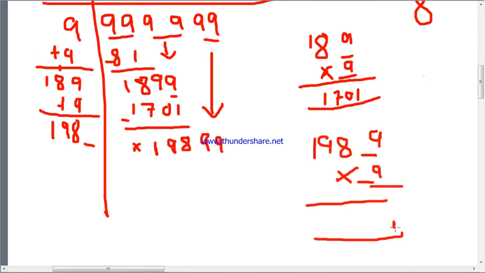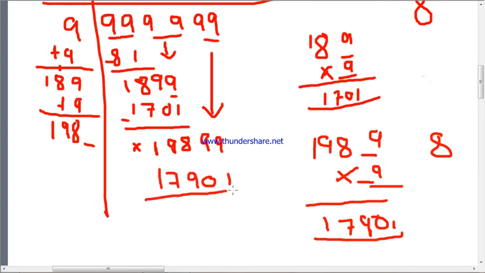9 into 9 equals 81. Carry over 8. 9 into 8 equals 72. 72 plus 8 equals 80. Carry over 8. 9 into 9 is 81. 81 plus 8 equals 89. 9 into 1 is 9. 9 plus 8 equals 17. 17901. This is the number I got. I hope I have not made any mistake. 17909. So let's see what we get.